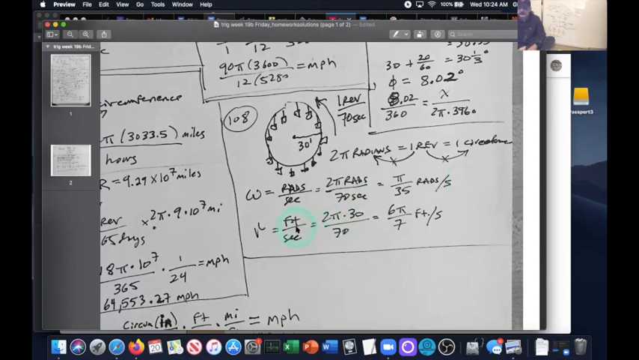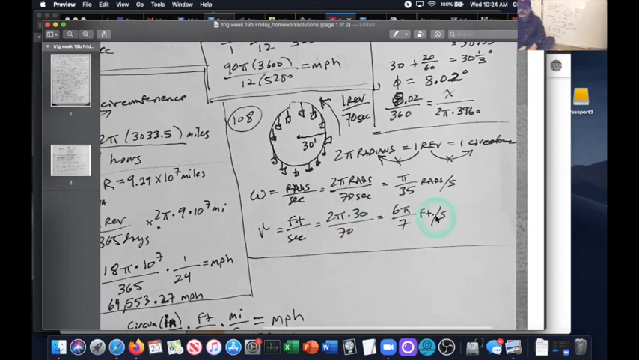And then linear velocity would be based upon distance per time. So one circumference is one revolution. So that's why I'm doing the circumference divided by 70. And then that gets us the distance per time.